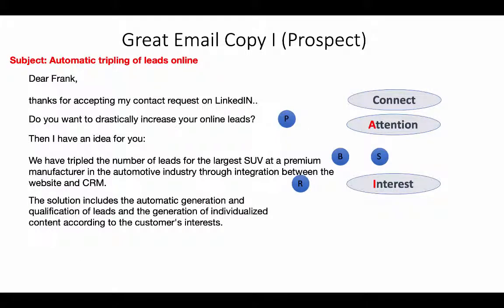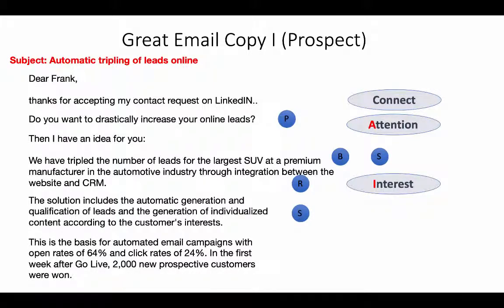Then we can say something like, the solution includes the automatic generation and qualification of leads and the generation of individualized content according to the customer's interests. So here we present the solution. What is it about? And we go on with, this is the basis for automatic email campaigns with open rates of 64% and click rates of 24%. In the first week after go live, 2,000 new prospective customers were won. So we are very much talking about measurable results here. And that is creating desire to talk to us.